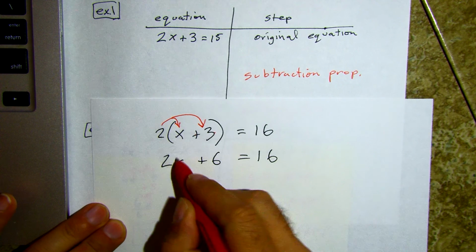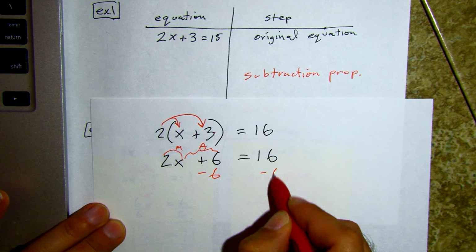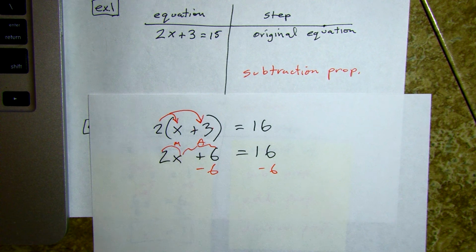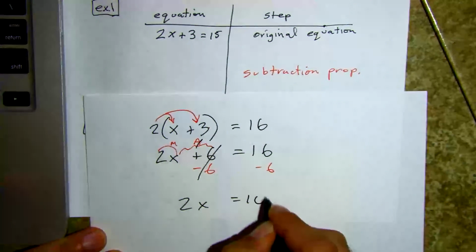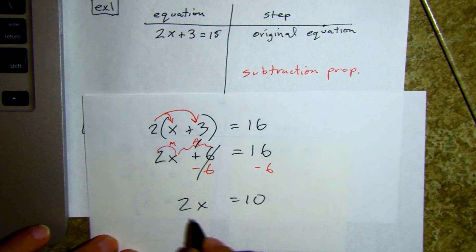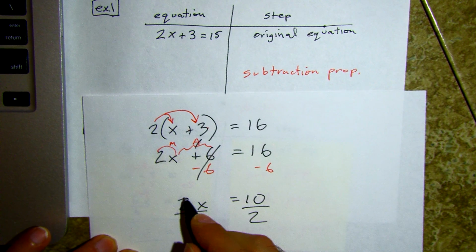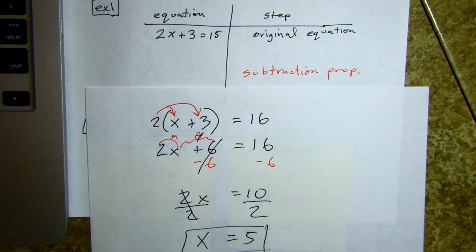Okay. Look, I have a chain here of multiplication. I have a chain here of addition. Let's break that addition. -6, -6. Negates out. That equals 0. So we have 2x is equal to 10. And finally, divide by 5. Man, so quick. Okay, that's it? Yeah. That's it.